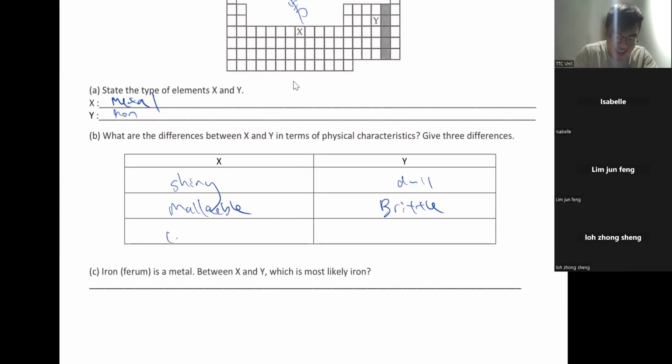Conduct electricity, yes. Conduct electricity, okay, does not conduct electricity.